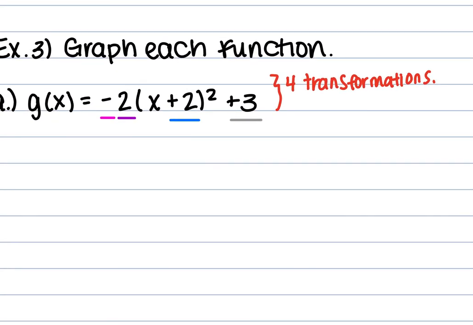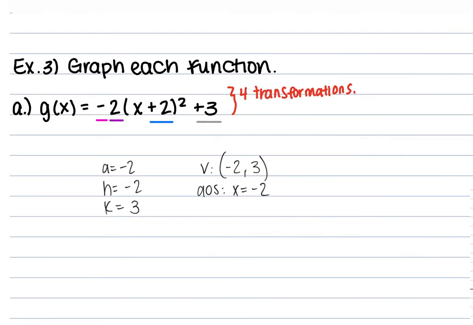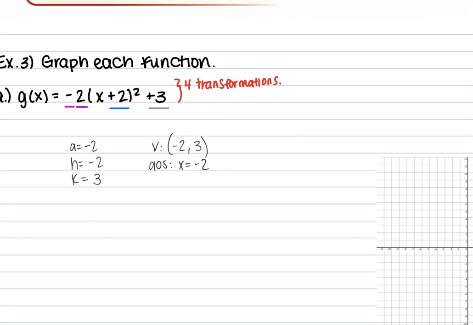All right, for this next one, what is my a value? -2. What's my h value? -2. What's my k value? 3. So my vertex is going to be at -2, 3. My axis of symmetry. Let's go ahead and plot it. -2, 3. Axis of symmetry down that point.